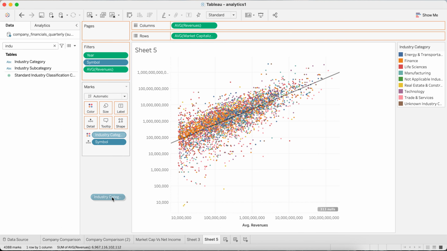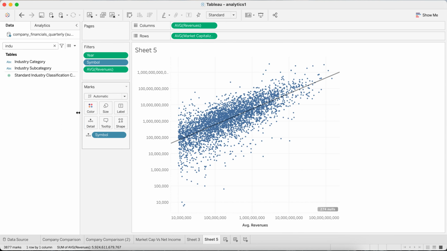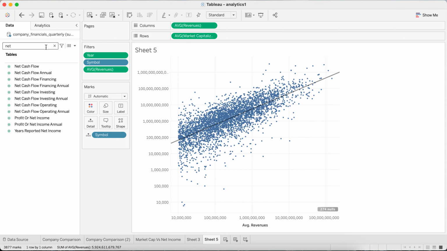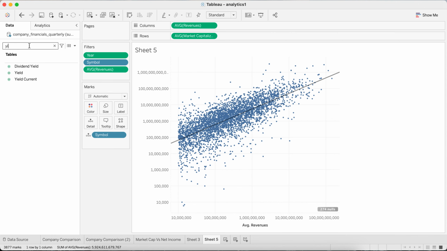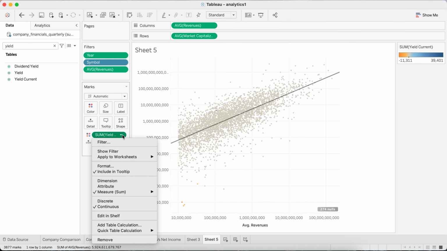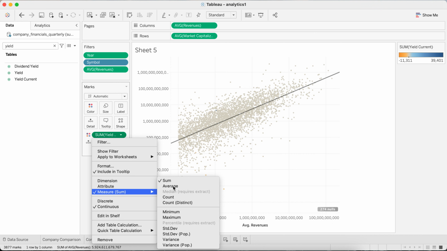And instead of industry category, let's look at companies that are not just appraised by revenues but also profitability. So let's look at net income. We have profit or net income, but what we're interested in is yield, right? And yield is net income divided by market capitalization. So let's look at the current yield, and let's add that to our colors. Let's look at the average, right?